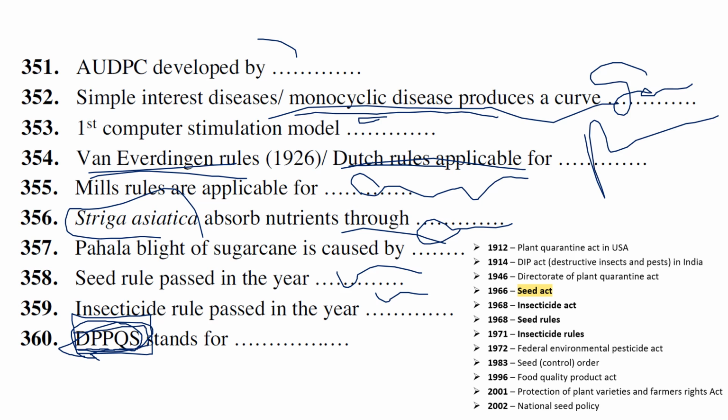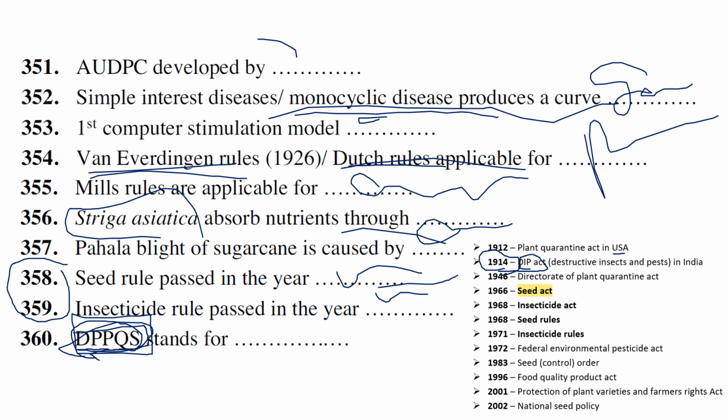And regarding question numbers 358 and 359, on the right side I have given something. So the 1912 Plant Quarantine Act in USA is also called the Federal Quarantine Act. The same act in India was passed under another name, that is called the DIP Act. Destructive Insects and Pests Act was passed in 1914. It's very important.